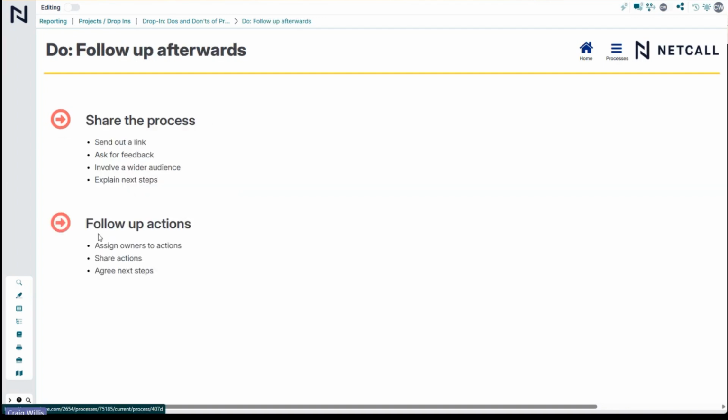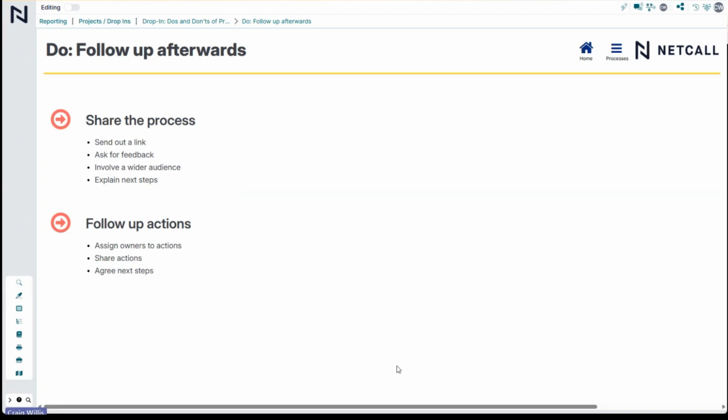And then my last one here, which is another do, is do follow up with people afterwards. So if you've mapped a process in Spark, one of the easiest things for you to do right at the end of a workshop is to share the process with people. You might want to do a little bit of tidying up at the end. Just don't overdo it. One of the powerful benefits of mapping a process straight into a tool like Spark in a workshop is that when people leave the workshop and see the process again, it looks very, very similar to what they agreed when they were in the room.